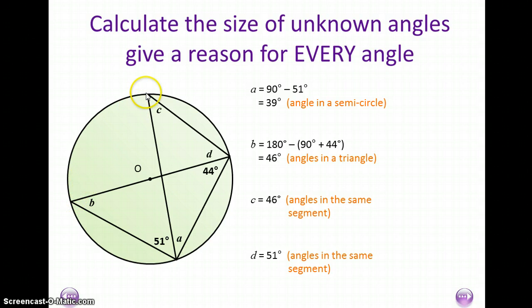So here is the chord, there, and there is the triangle that's been constructed off that chord. So therefore angle D is 51 degrees, because angles in the same segment are equal.